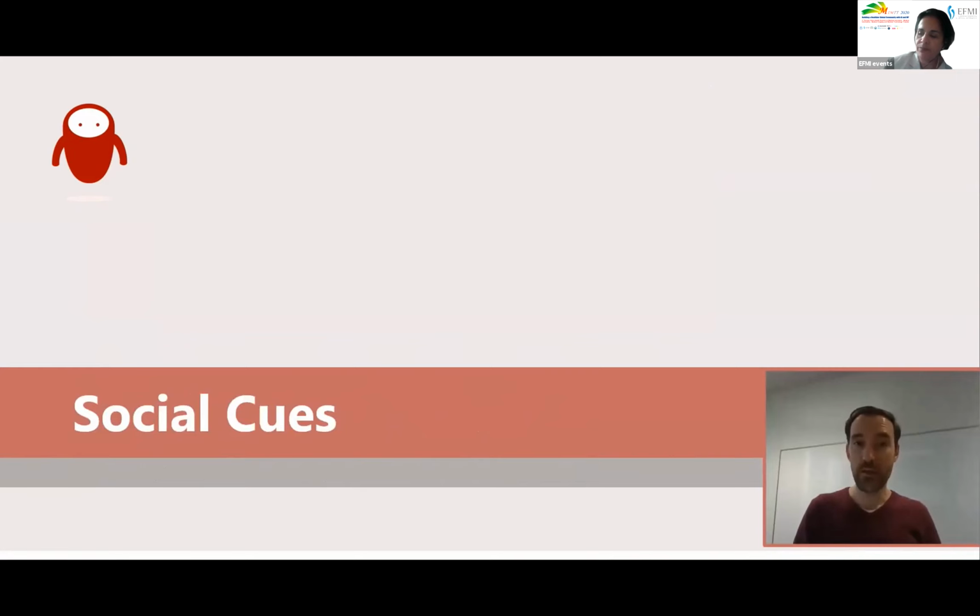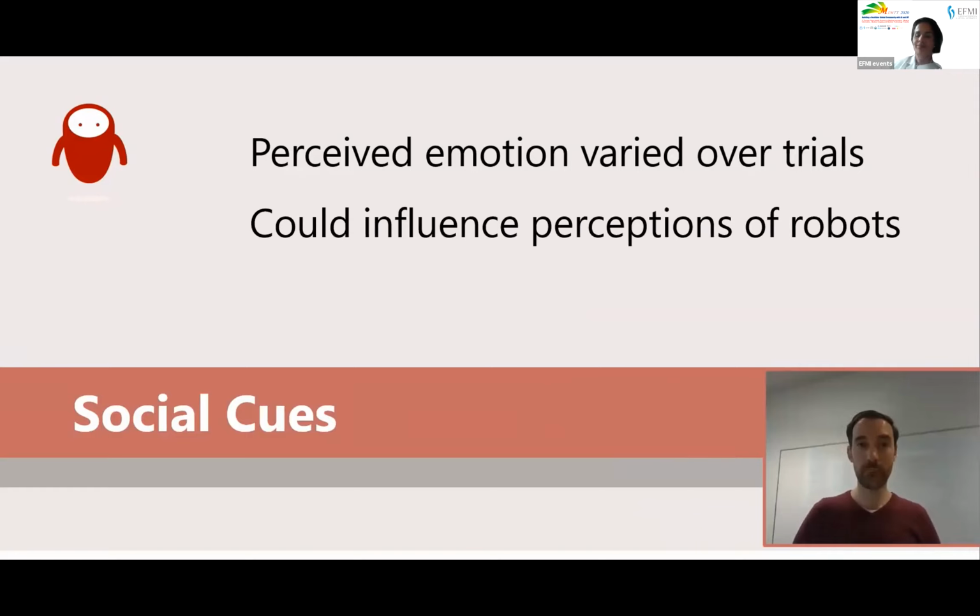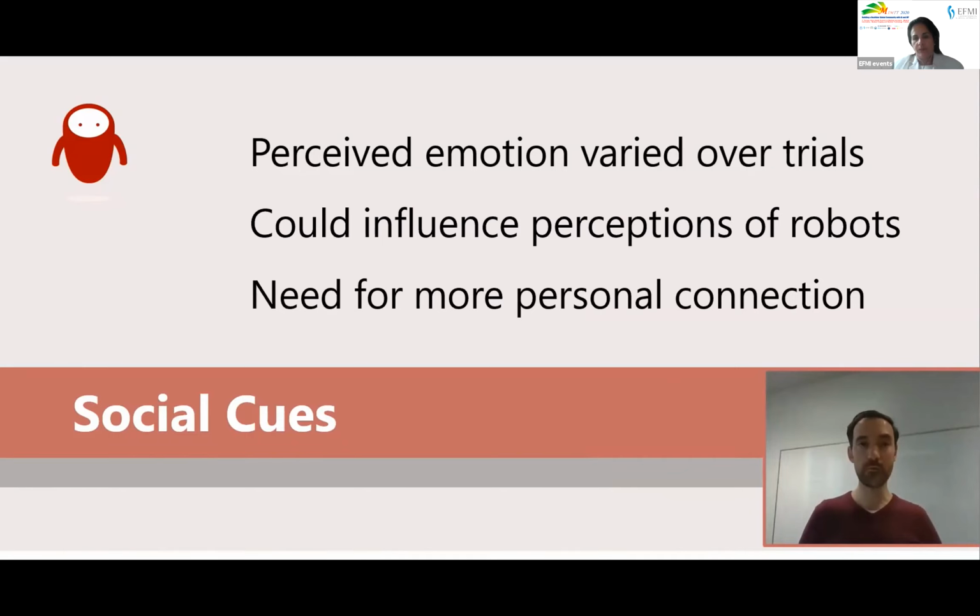So what we see in this study is that the emotion that people perceive in the behavior of the robot varied over the trials. It varied over the behavior that the robot was showing. And the emotion that people perceive could really influence the way people perceive the robot as a whole, right? If you see different types of emotions in different types of behavior, you could expect that when a robot is showing different behavior, it has a very different effect on how people interact with this robot and how they feel around the robot.